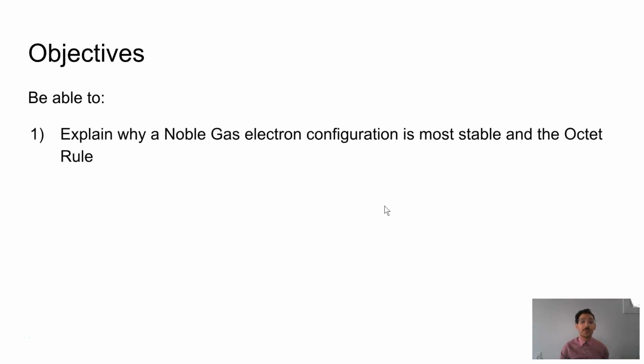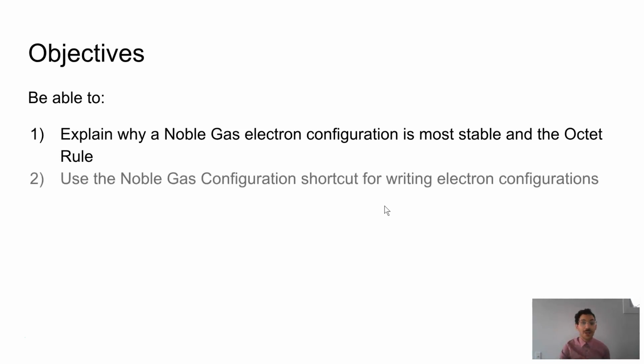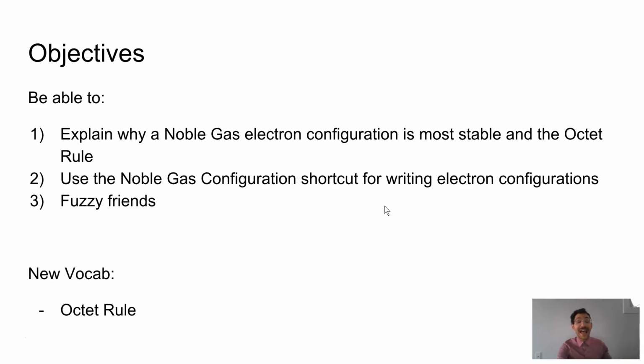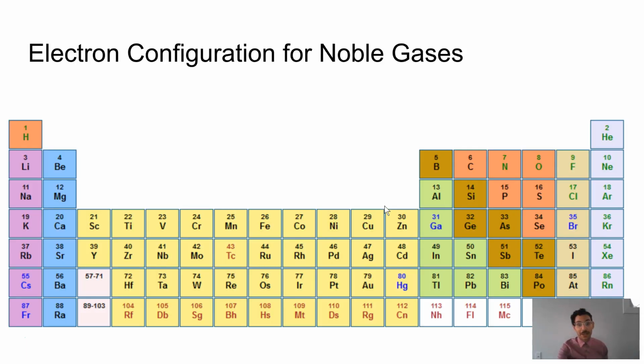So I want you to be able to explain why a noble gas configuration is most stable and also the octet rule. And I would like you to be able to use the noble gas configuration shortcut for writing electron configurations. We're going to talk about the octet rule as a new vocab.